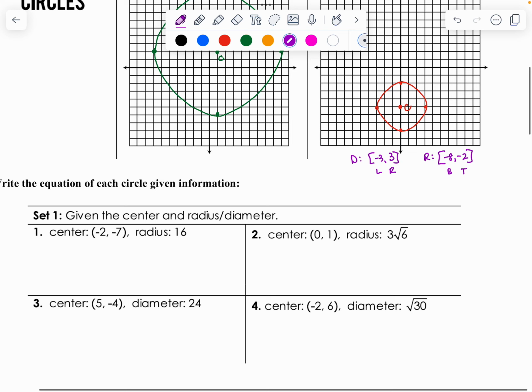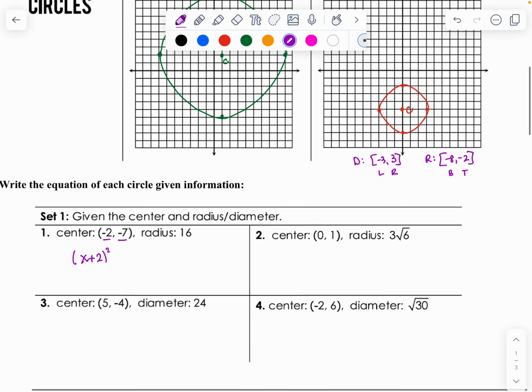But go ahead, let's look at this in our radius. So if the center is (-2, -7), when we write our equation, we use the opposites because of the shifts in the formula. And then I'd have (y plus 7) squared, and the radius squared. So it's going to be 16 squared, which you can write as 16 squared, or you can write 256.